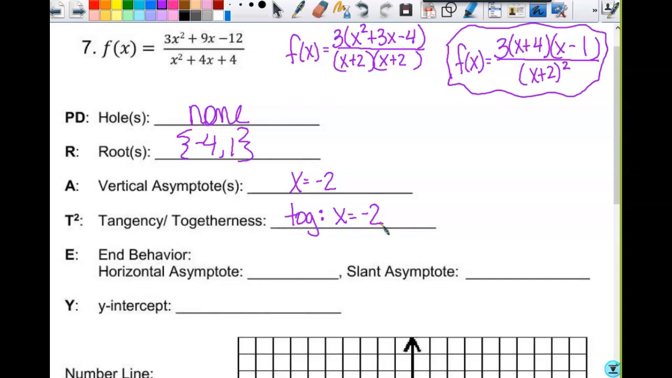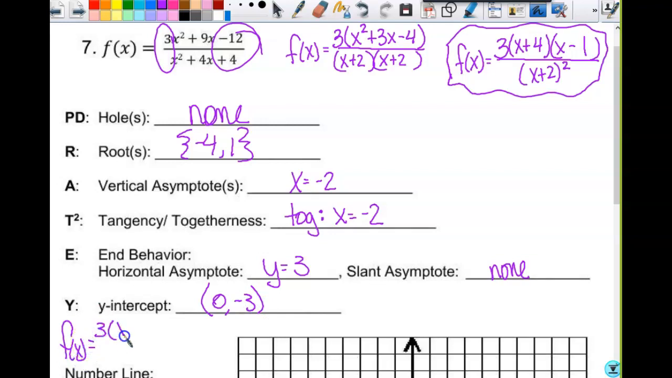My end behavior, horizontal asymptotes, these are tied in degree. So I do have one, right? I look at the ratio of the leading coefficients. So it's y equals 3. None for my slant asymptotes. Y-intercept, I can look at the constants, so it'll be 0 and then negative 3. And then I'm going to rewrite my function. F of x equals 3 times x plus 4 times x minus 1 all over x plus 2 squared.